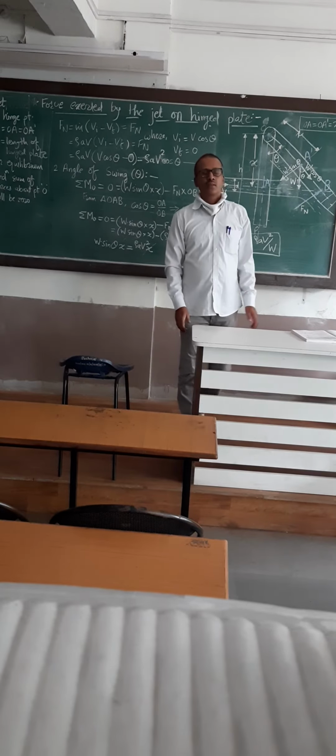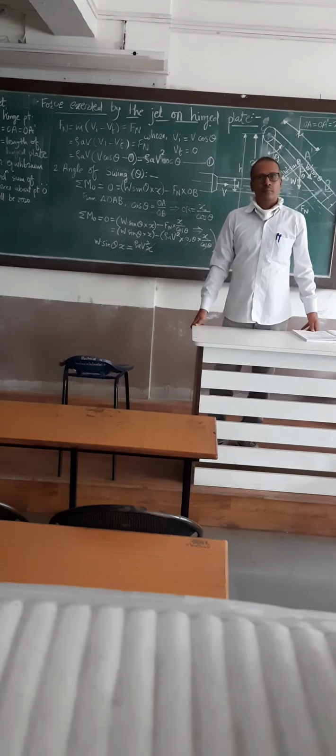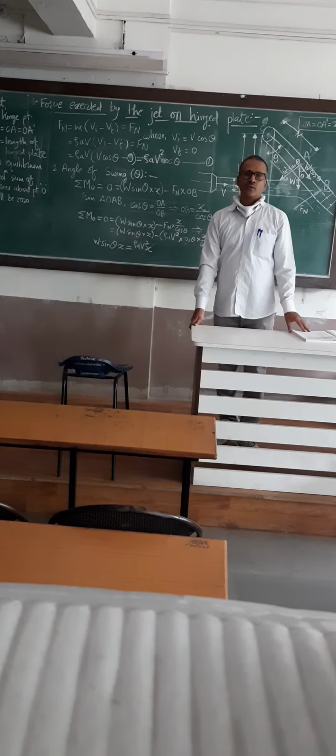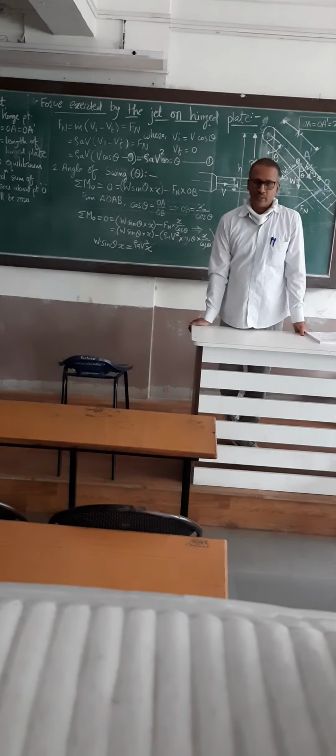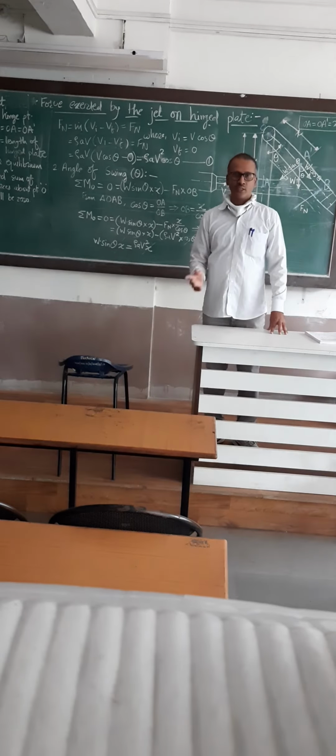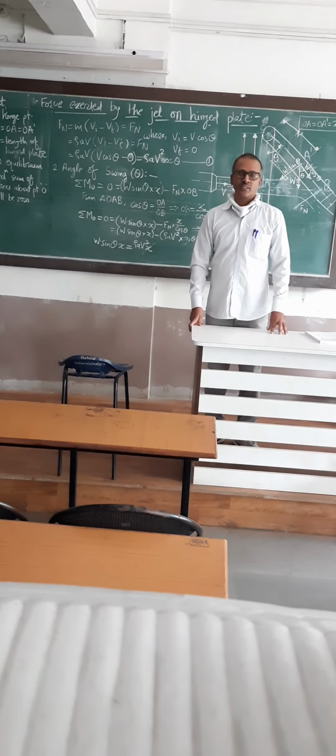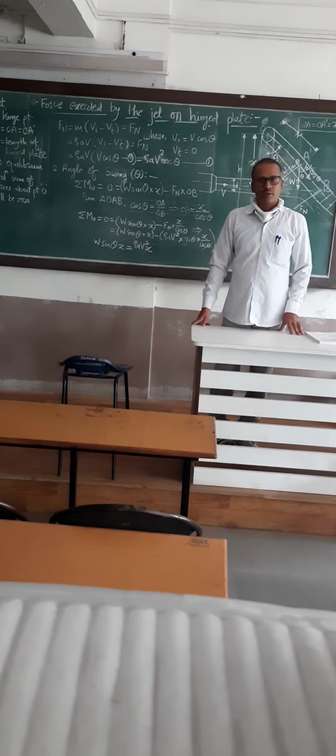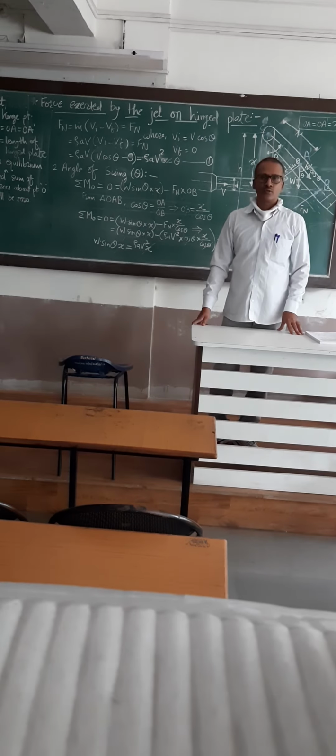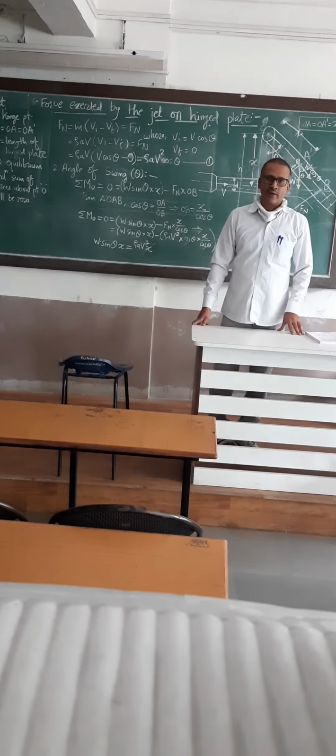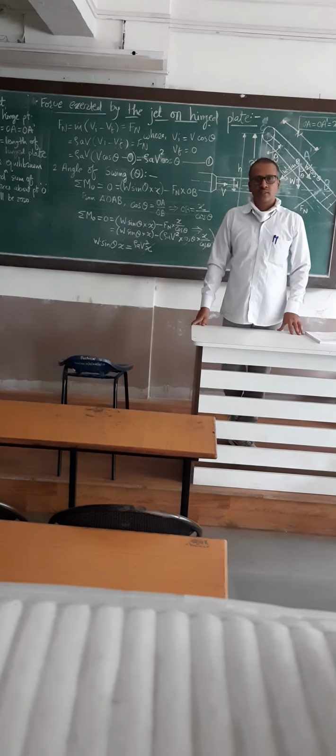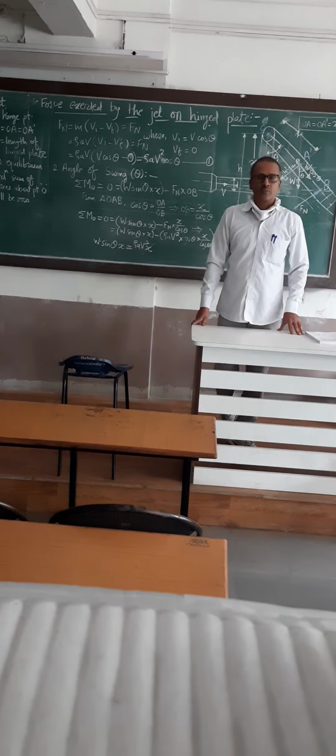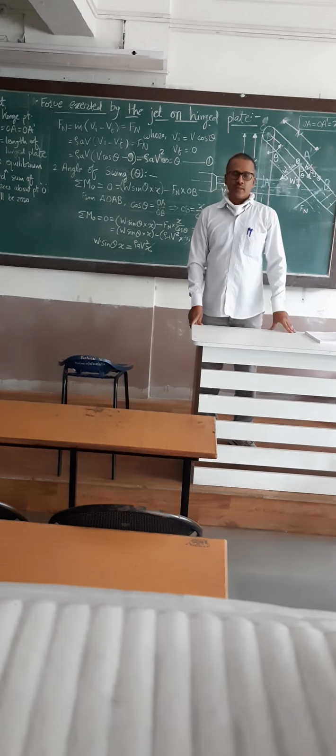Today we are going to see the force exerted by the jet on the plate. But for that we must know the force exerted by the jet is equal to the rate of change of momentum. The rate of change of momentum is equal to initial momentum minus final momentum. Initial momentum is mass into initial velocity, minus final momentum, which is mass into final velocity, divided by time. So the force exerted by the jet on the plate, or hinge plate, is equal to mass upon time into bracket initial velocity minus final velocity.